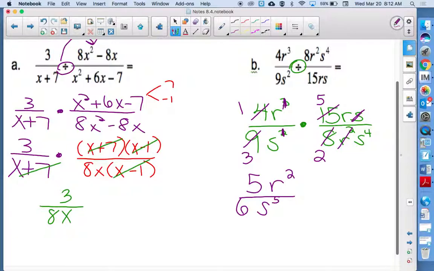If you missed something after you do the multiplication, just look to make sure whatever you have left doesn't have anything else in common. So 5/6 cannot reduce. An r and an s are different variables. They cannot reduce. Any questions?